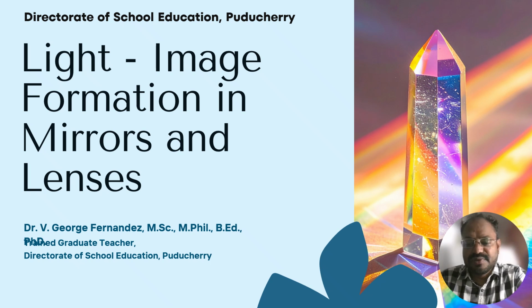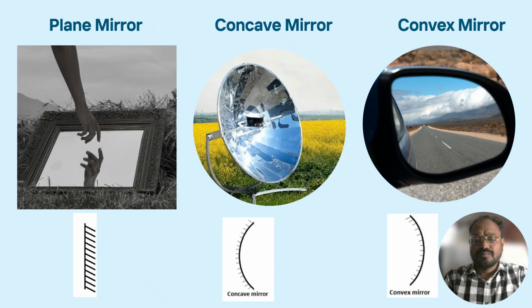Hello students, welcome to today's science lesson on light and image formation. Have you ever wondered why you can see yourself in a mirror, or how a lens in your spectacles or camera forms an image? In this lesson, we will explore how light behaves when it meets different surfaces like mirrors and lenses, and how that helps us to see the world around us.